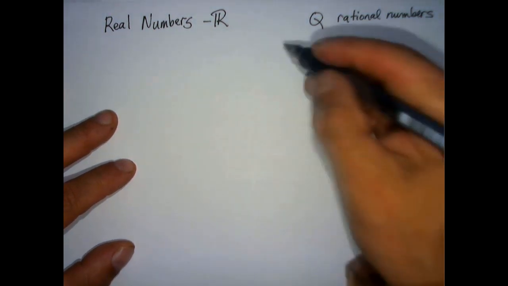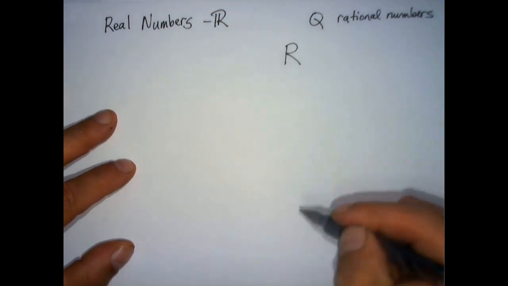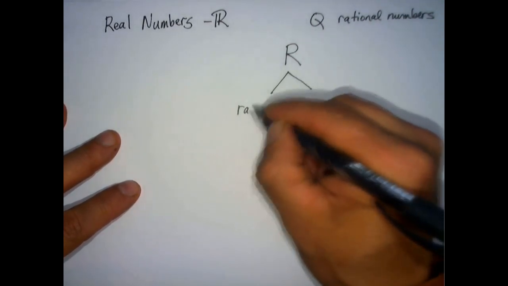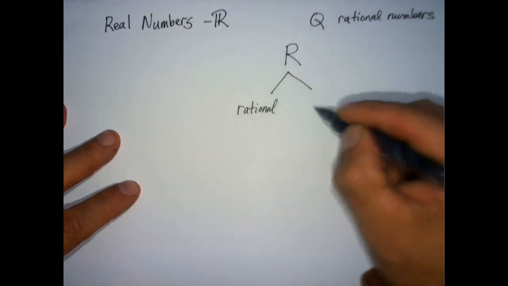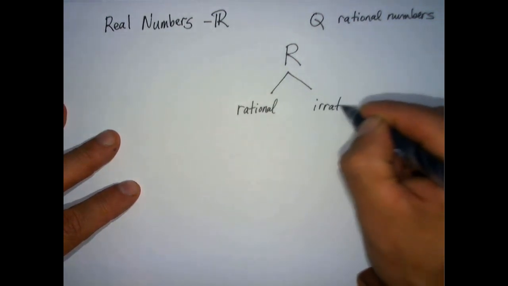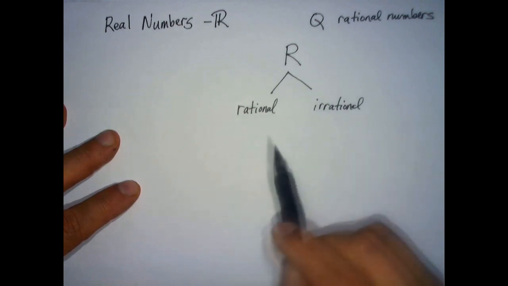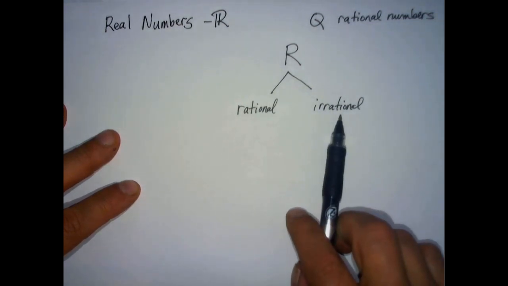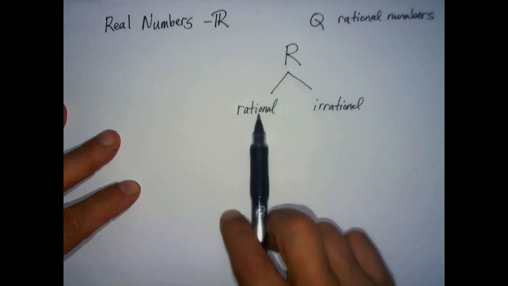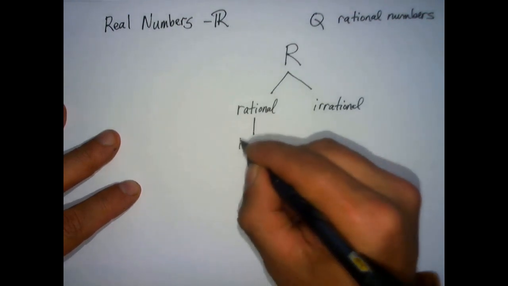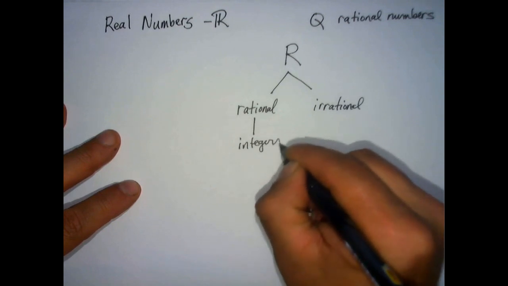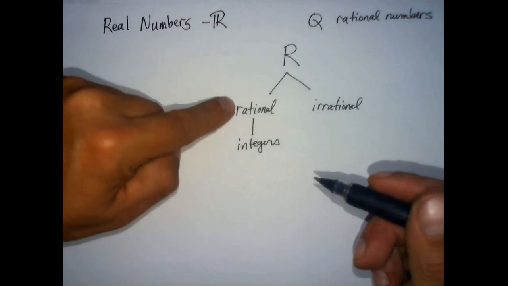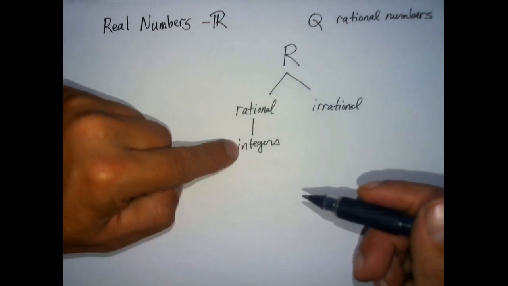Okay, so the real numbers are divided into two basic types: rational numbers and irrational numbers. Rational numbers can terminate or repeat in decimal form. Irrational numbers cannot terminate or repeat in decimal form. And the rational numbers are broken down into integers, because all integers are rational numbers. So everything underneath here, okay.